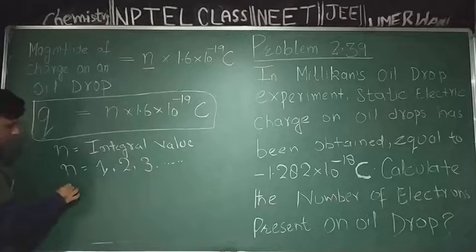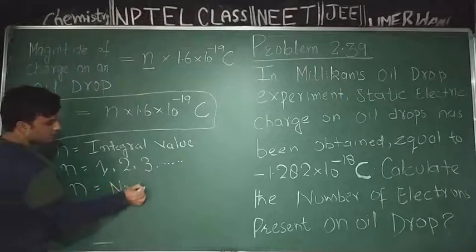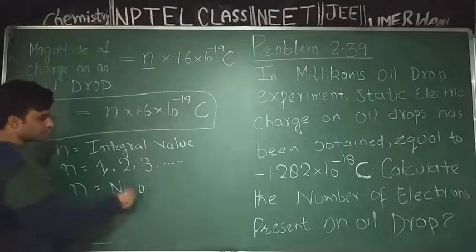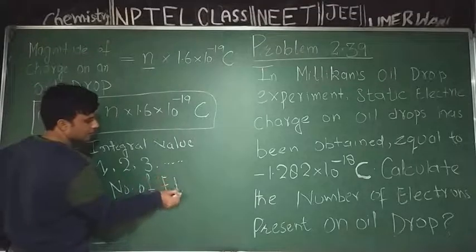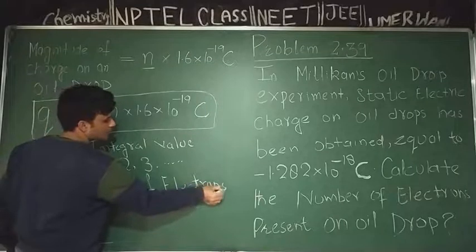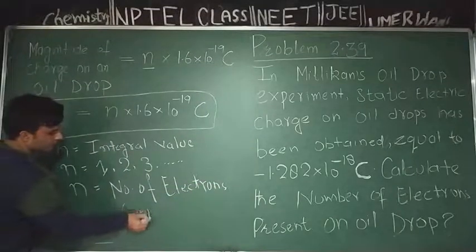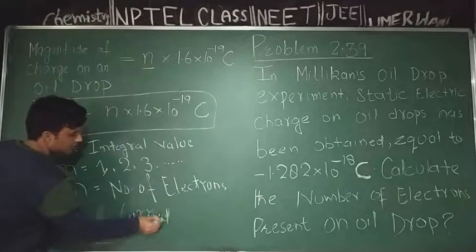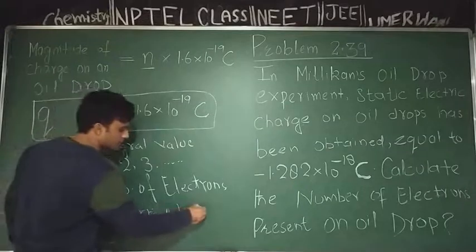And more importantly, n is the number of electrons. In this problem, we have to calculate the number of electrons. More importantly, small n here is the number of electrons carried by the oil drop.